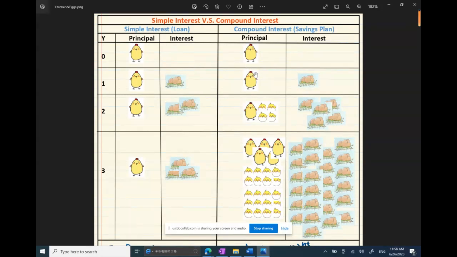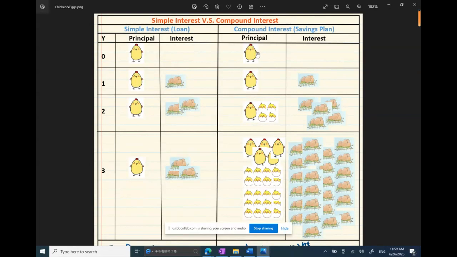Compound interest is a way to calculate interest. Every time we have interest produced from the principal, the interest will be included as part of the principal. The principal is growing. When the principal is growing, then the bigger principal will produce bigger interest.